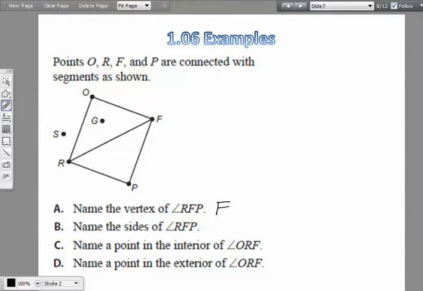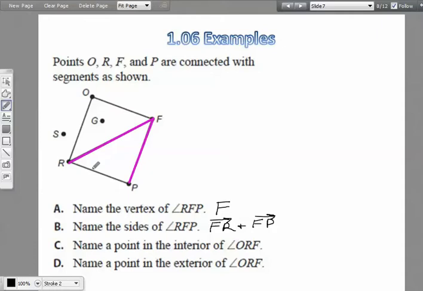Alright, name the sides of angle RFP. Oh, I should have left those up there. RFP. Okay, remember that the sides are rays, so you need to name them like you're naming rays. This side right here is going to be ray F, R, and this side here is going to be ray F, P. So when you write those, you have to write it that way as well. So we're going to say ray F, R, and ray F, P.